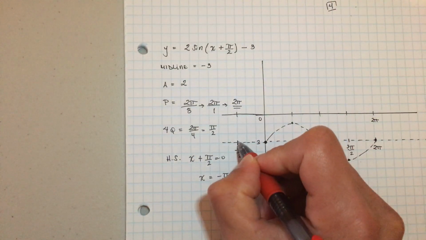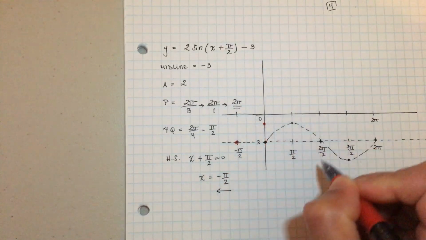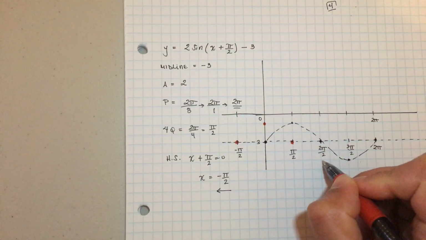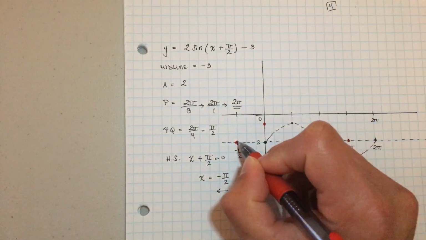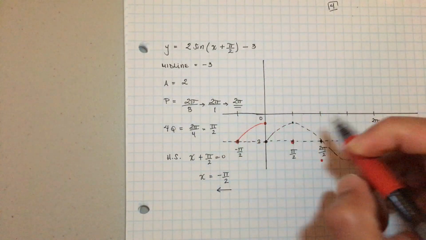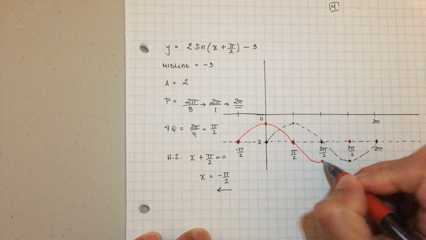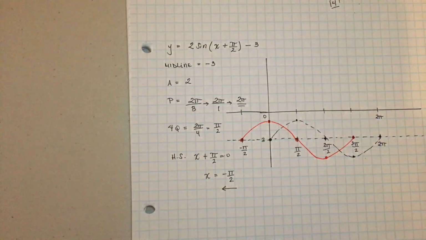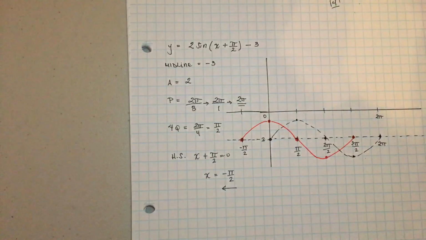So this guy is going to go over here. This guy is going to go over here on the 0. This guy is going to go here on the pi over 2. This guy is going to go on the pi. And then this guy is going to go on the 3 pi over 2. So then you have this guy here. Normally your professor is only going to expect you to graph one of these. And if you can see, it shifted pi over 2 units to the left.